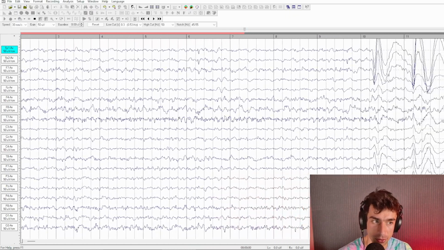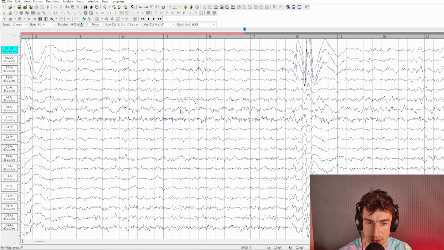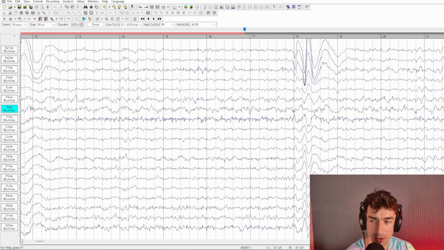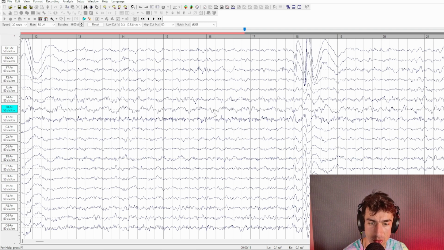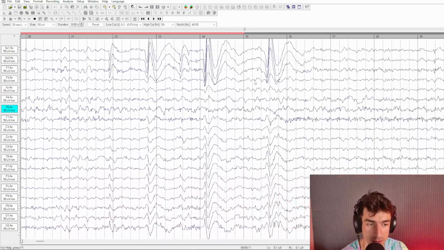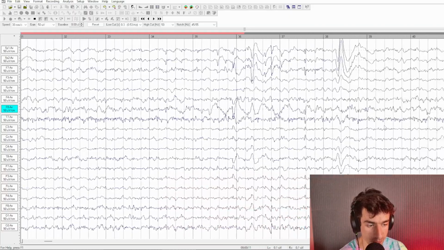So we're going to start to scroll through. We have eye blink, of course, and more of this slower stuff at F8, which appears to have some field in phase with what's happening at F4, but does not appear to be phase inverted with the right side. So curious what that is. We'll be cleaning up the eye blink with ICA and this EMG as well.